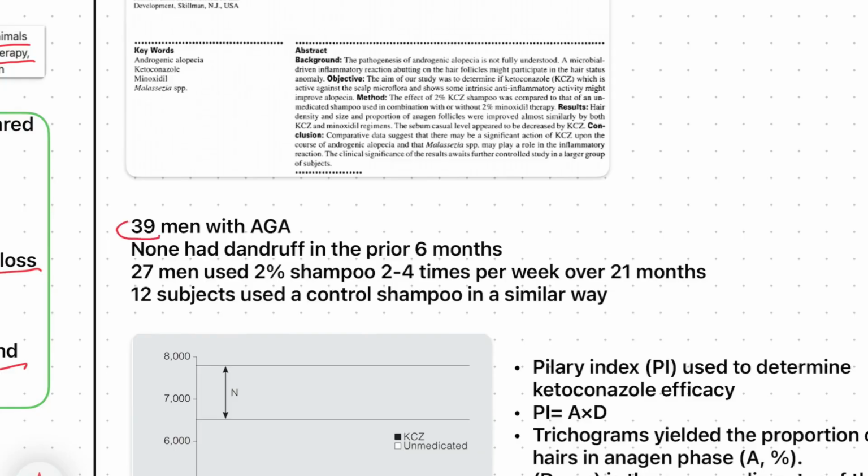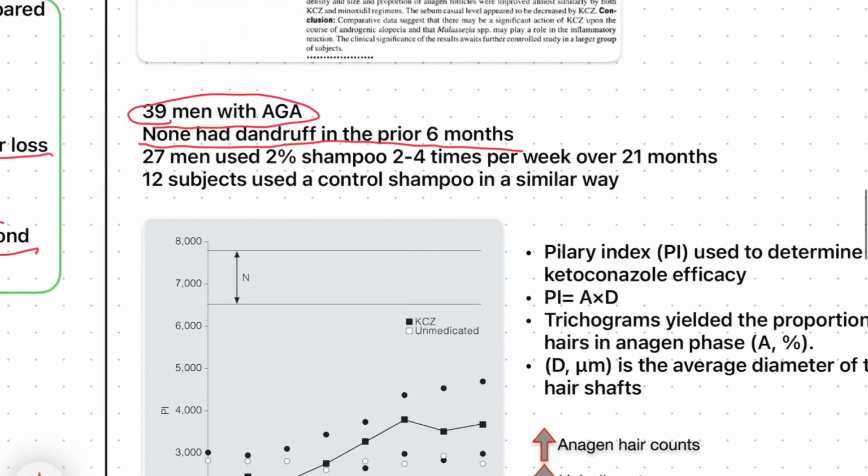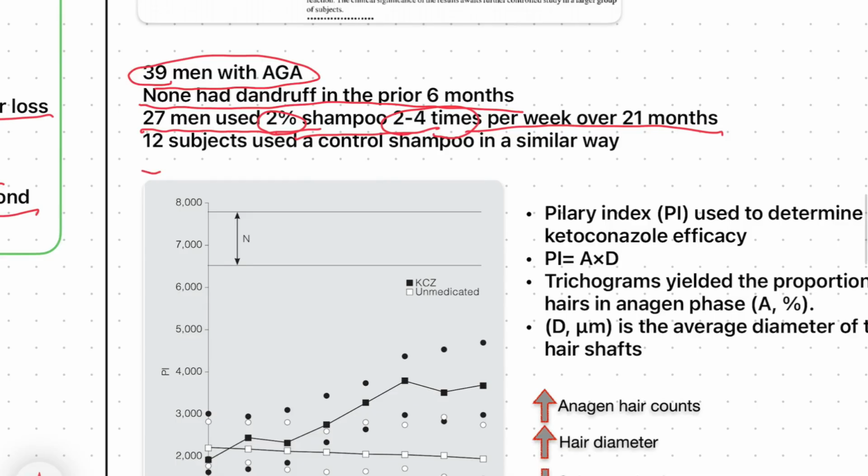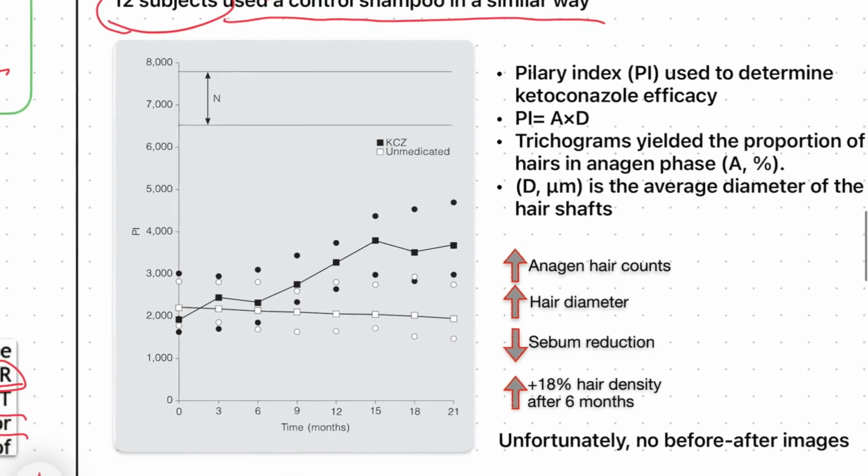So this study was conducted on 39 men with androgenic alopecia, and none of them had dandruff in the prior 6 months. So 27 men used 2% ketoconazole shampoo 2 to 4 times per week over a 21-month period, and 12 patients were used as control, and they used an unmedicated shampoo in a similar way.